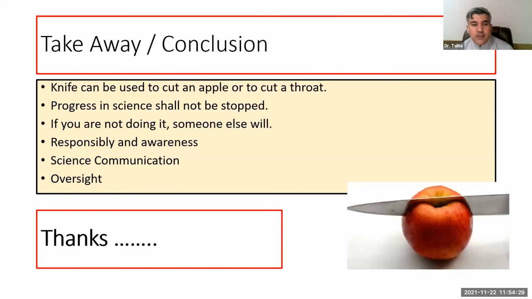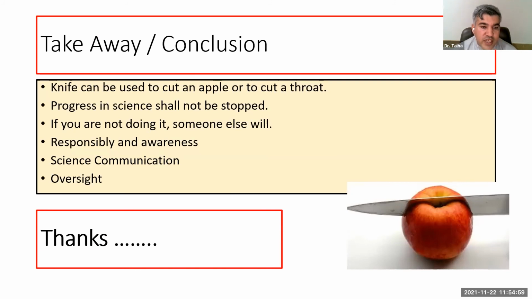So lastly, about the conclusion, like about the dual use, it's just like a knife. A knife can be used for useful purposes, to cut an apple or something, and it can be used for some wicked purposes. So progress in science should not be stopped. If you are not going to do it, somebody else will do it. Better you do it, but regulate it in a proper way.